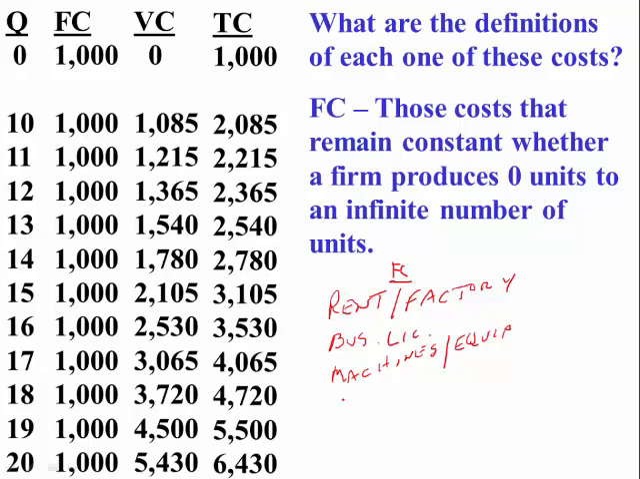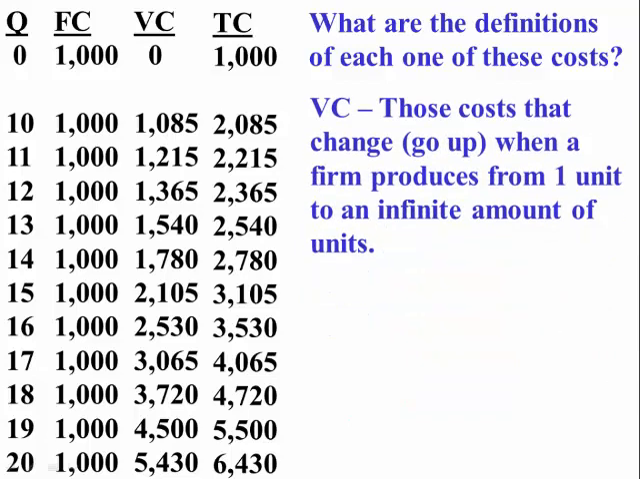Another fixed cost you might have is a salary worker. Once you pay for a salary worker, you sign a contract with that worker, and you're going to pay that worker the same amount every single month. Those are your fixed costs of doing business. The next type of cost you have are your variable costs. The variable costs are those costs that change or go up when a firm produces, look at this, one unit to an infinite amount of units. Your variable costs don't start until you produce the first unit.